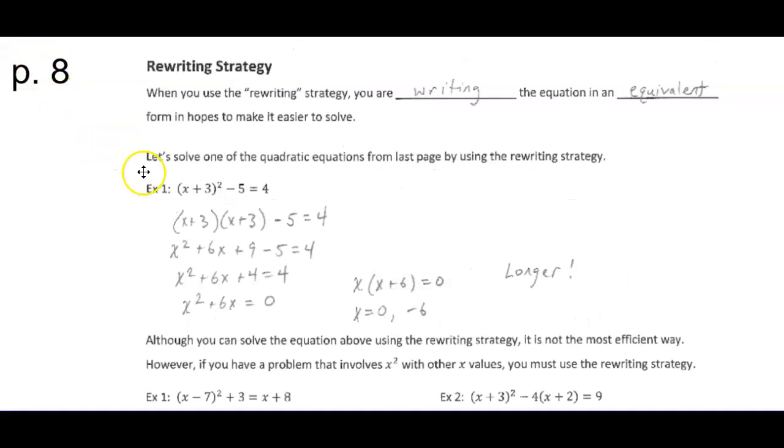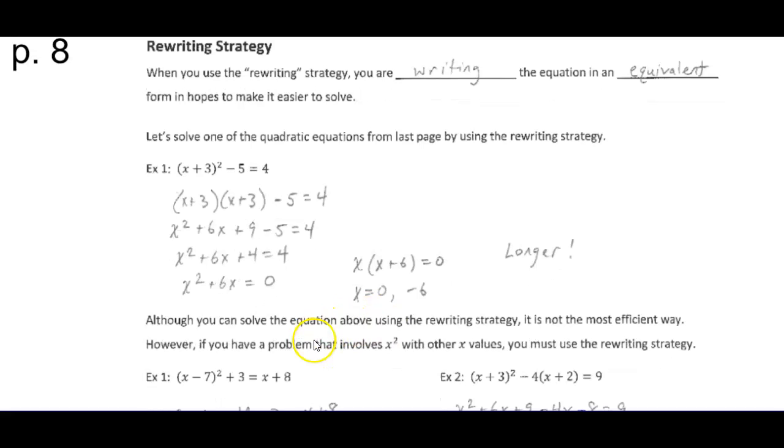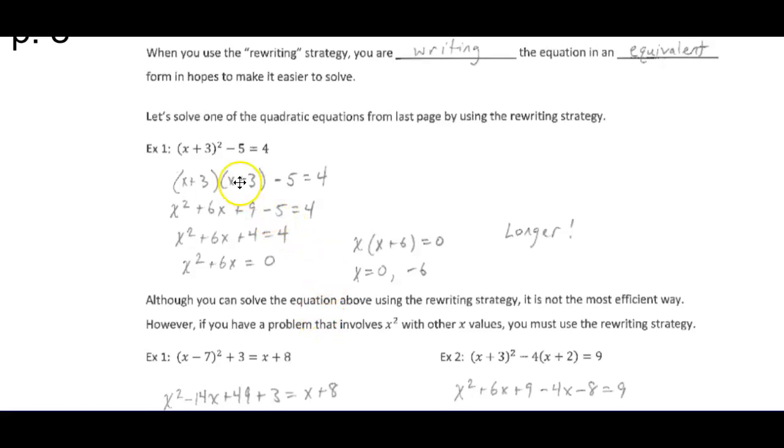All right, page 8. When we use the rewriting strategy, we're writing the equation in equivalent format. And so to solve this quadratic from the previous page by using rewriting, instead of adding 5 and doing a square root, we have to write the binomial twice, multiply it out, combine our terms, move everything to one side, and factor to solve. So the process isn't hard, but it's longer. So I would suggest that if you have a binomial isolated, you just use the previous method.